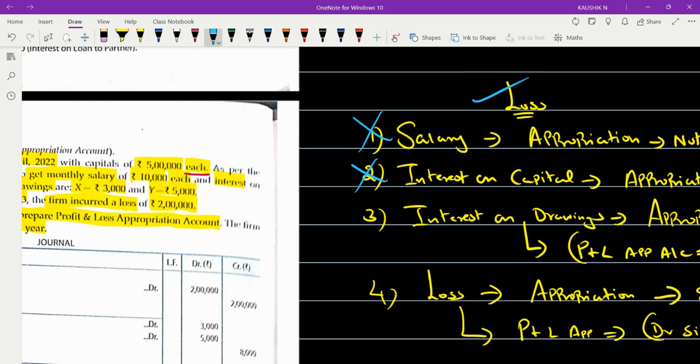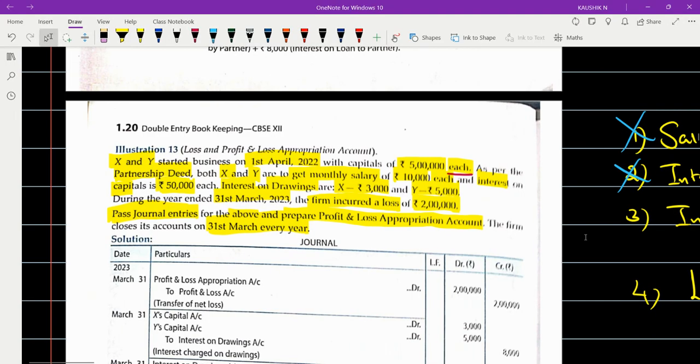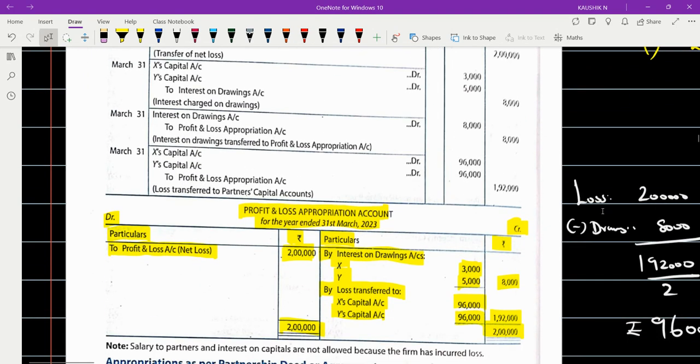Okay. So now you have prepared the P&L appropriation account. Now we need to prepare the journal entry. So let us go with the journal entry. What is the first journal entry? The amount you have to transfer to the P&L appropriation account, that means the loss value. To which side are you transferring the loss in the P&L appropriation account? You are transferring the loss to the debit side.